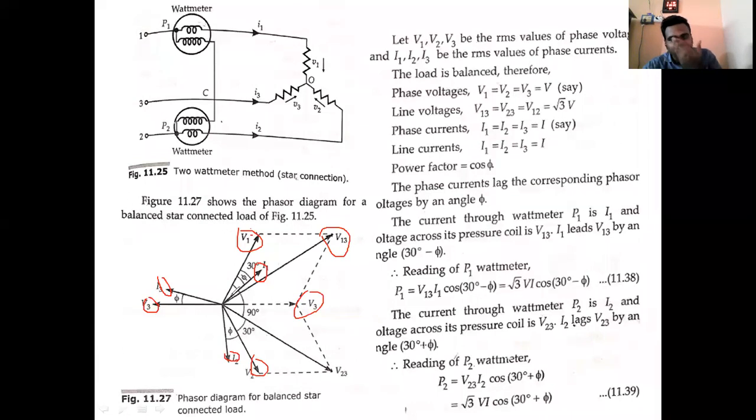Okay, so the line voltages V12, V23, and V31 are represented here, and the phase currents I1, I2, I3 are equal to I in a balanced system. The line currents I1, I2, I3 are also equal to I. Here the power factor is represented with cos phi. What is power factor? Power factor is nothing but the cosine of the angle between voltage and current, cos phi. See here, it is represented with an angle phi.